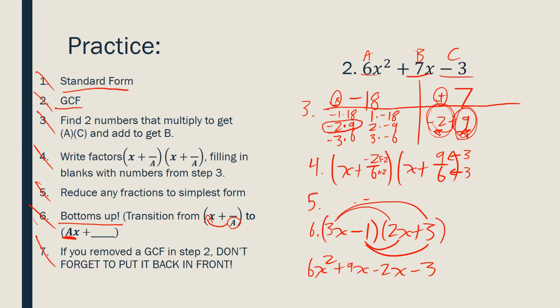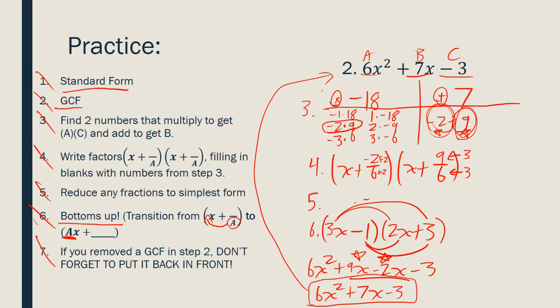Notice, here are my golden numbers, 9 and negative 2. And when I combine those like terms together, I get 6x squared plus 7x minus 3, which indeed is what I started with.